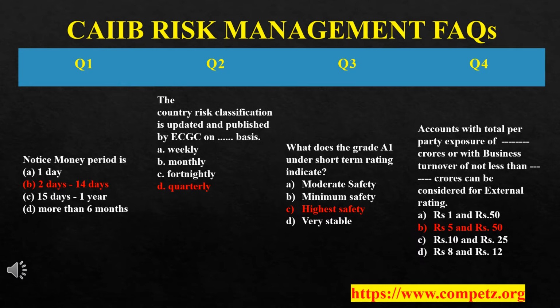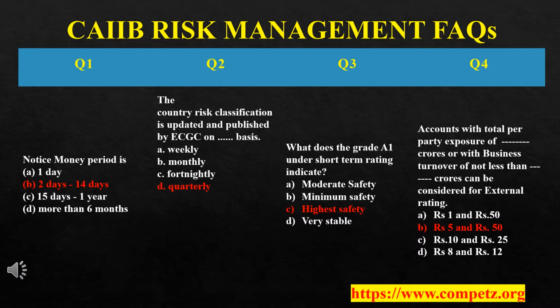Okay, A3. What is A3 now? A3 is a moderate degree of safety regarding timely payment of financial obligations. Such instruments carry higher credit risk as compared to the instruments rated in the two higher categories, that is A1 and A2.